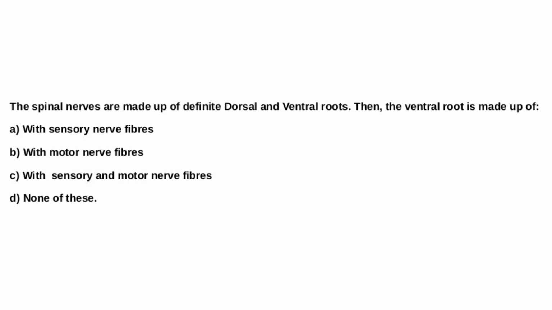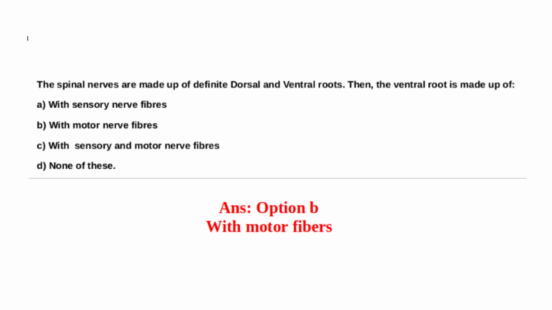Next question. The spinal nerves are made up of definite dorsal and ventral roots. Then the ventral root is made up of: A, sensory nerve fibers, B, motor nerve fibers, C, sensory and motor nerve fibers, and D, none of these. We know the ventral root carries impulses from the spinal cord to different parts of the body. So it is made up of motor nerve fibers. So the correct option is B.